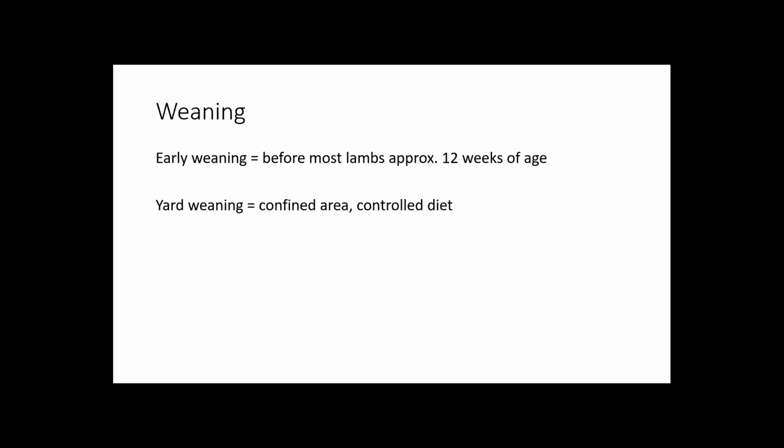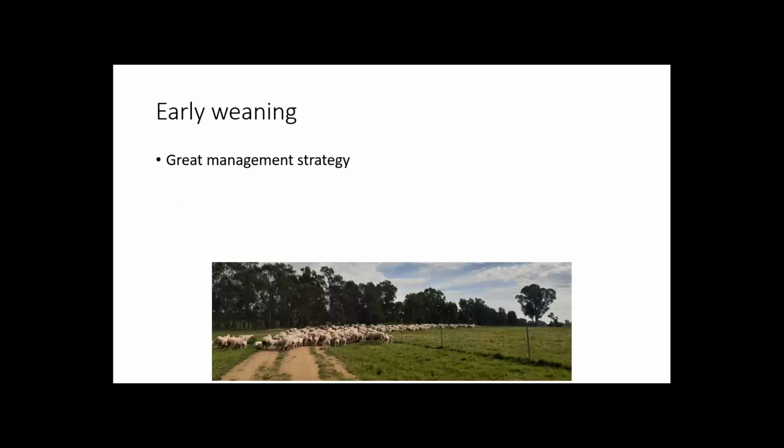Okay, on to weaning. Some quick definitions for weaning so there's no confusion. Early weaning is simply weaning young, small lambs which are younger than 12 weeks of age. Yard weaning is weaning into a confined area, so you've got total control over the diet. And then early yard weaning would be weaning young lambs into this confined area. Early weaning. I think early weaning is a great management strategy when feed is limiting.